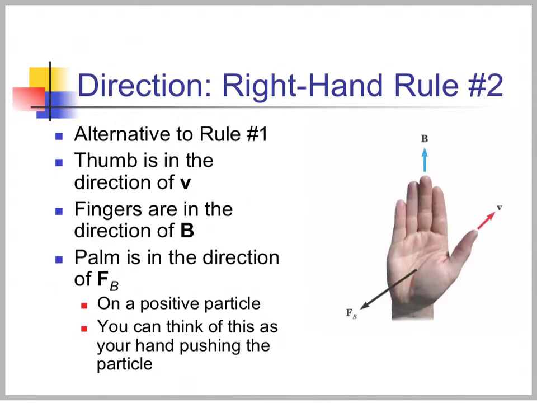An alternate to this rule is to use an open palm, where your thumb points in the direction of the velocity vector of the particle, your fingers point in the direction of the magnetic field, and your hand then is going to push in the direction of the magnetic force. Now, you can use either one of these rules, whichever one is more comfortable to you.